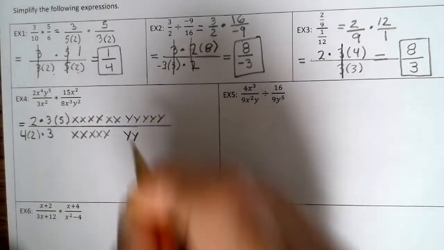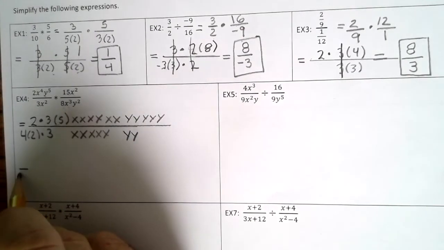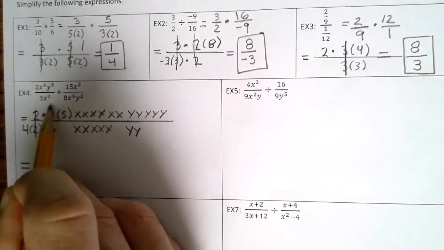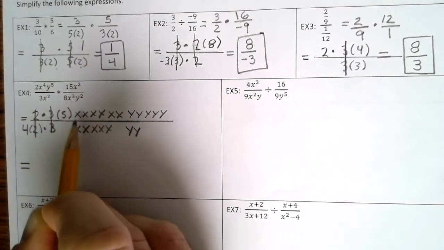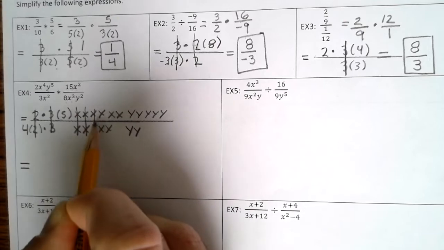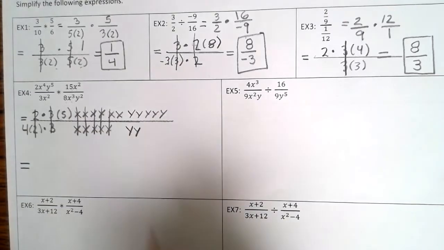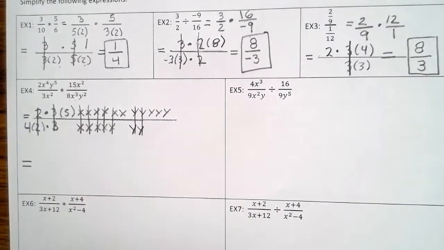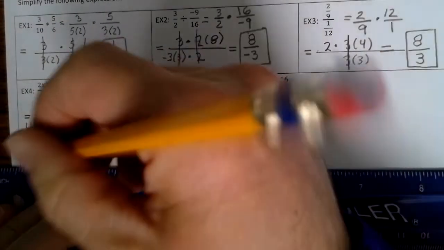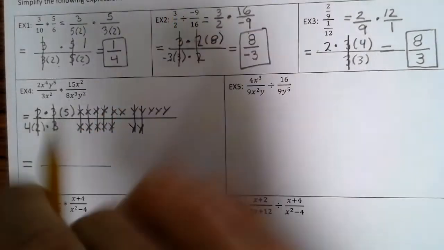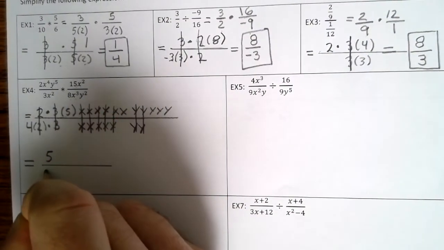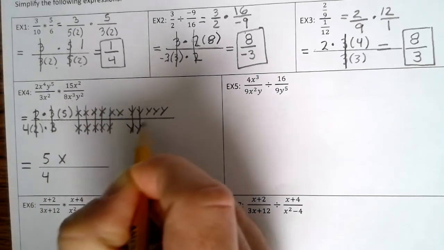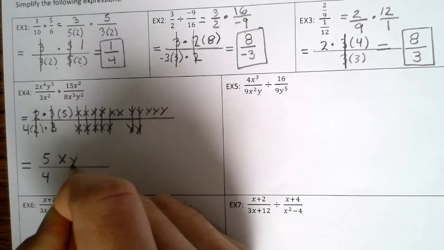Now, why that's significant? Because now 2 divided by 2 is 1, 3 divided by 3 is 1, x divided by x is 1, and y divided by y is 1. So now we have 5 divided by 4. We have, looks like 1 x left in the numerator, 3 y's, so that's y cubed, and no letters left in the denominator.